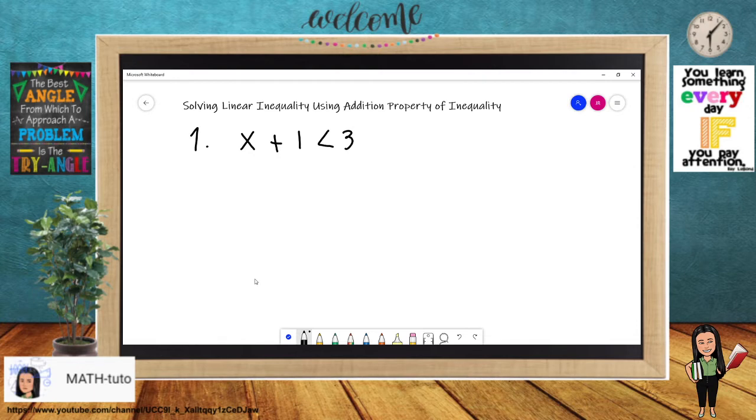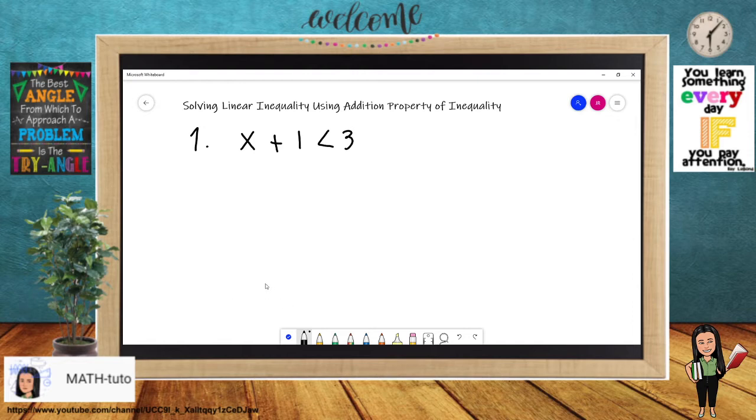So take note that for an inequality, our solution will not just be one number. It will be the set of numbers with a certain restriction. So it is not limited to just one answer. Our answer or the solution for an inequality is usually in the form of an inequality also.